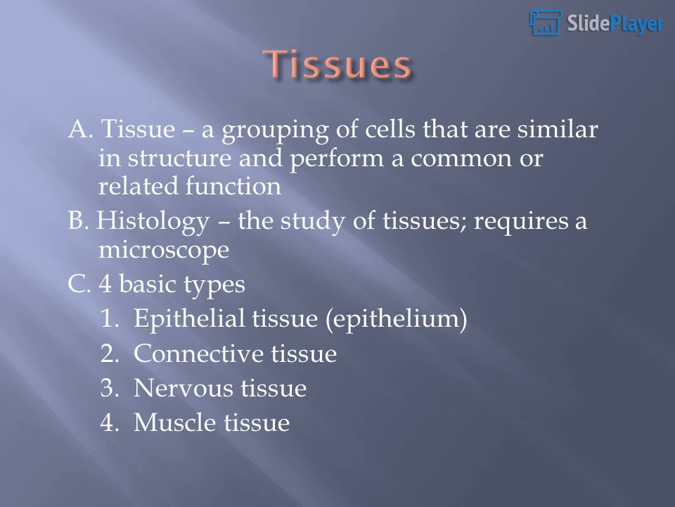Tissues. A. Tissue: a grouping of cells that are similar in structure and perform a common or related function. B. Histology, the study of tissues, requires a microscope. C. Four basic types. 1. Epithelial tissue, epithelium. 2. Connective tissue. 3. Nervous tissue. 4. Muscle tissue.